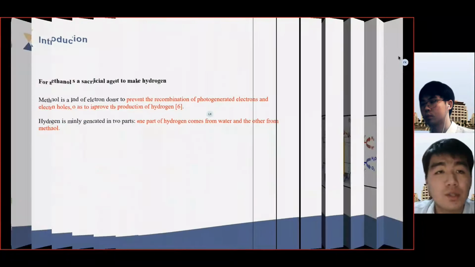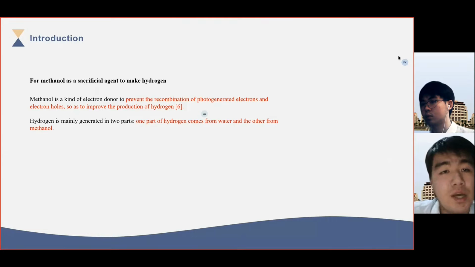If we use methanol as a sacrificial agent to make hydrogen, we can find that methanol is a kind of electron donor that prevents the recombination of photogenerated electrons and electron holes, so as to improve the production of hydrogen. And the hydrogen comes from the water and also the methanol.